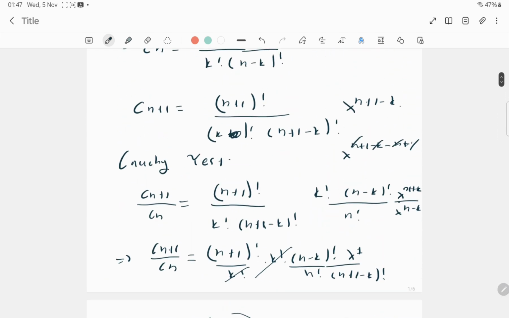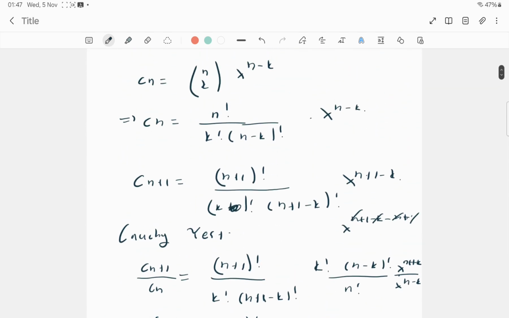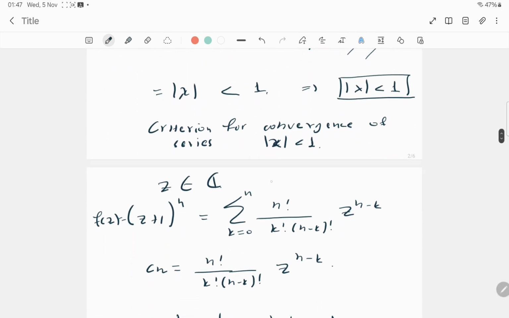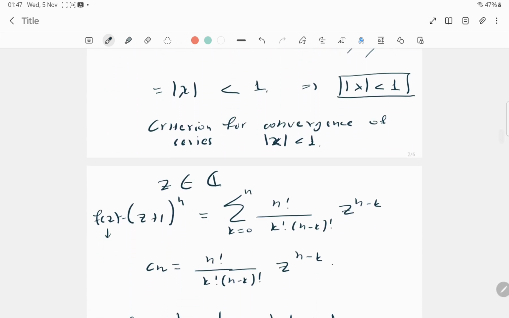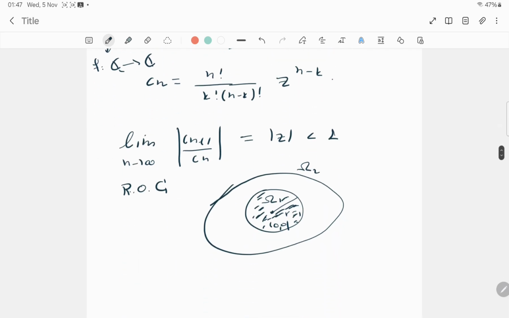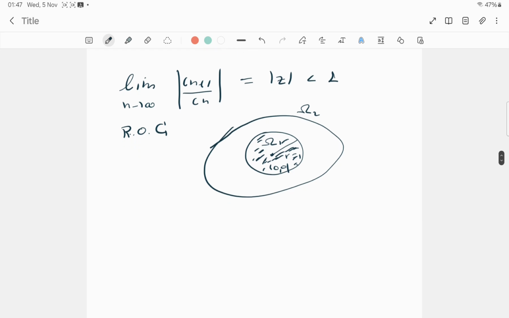And that's for if the function is complex valued. So here this function is a complex valued function, so it goes from C to C. Okay, and that's for complex numbers: the region of convergence is the interior of the unit circle.